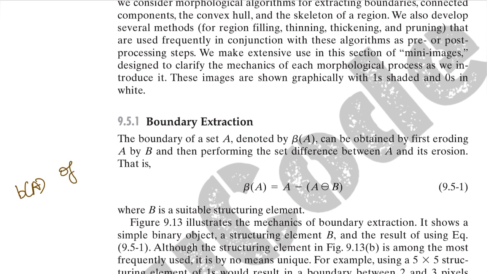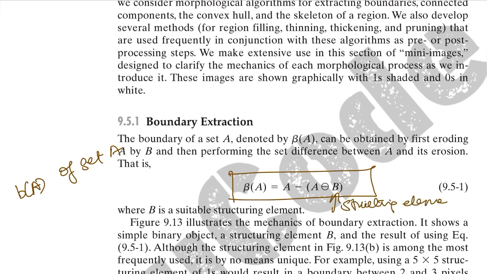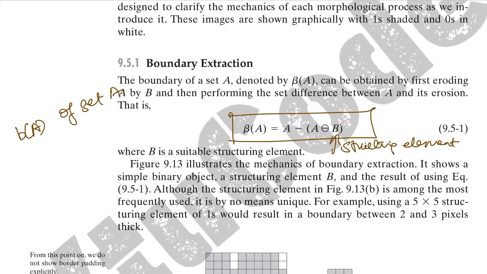of set A, mainly defined by β(A) = A − (A erosion B). B is nothing but the structuring element. So basically all these topics will come as "define the following" or "explain what you know about it." It's nothing as such, no in-depth question they'll ask from this topic.